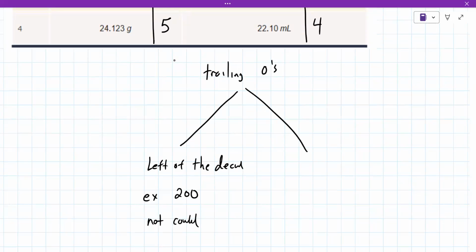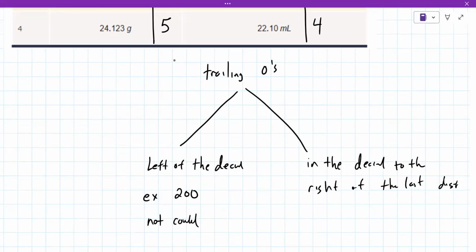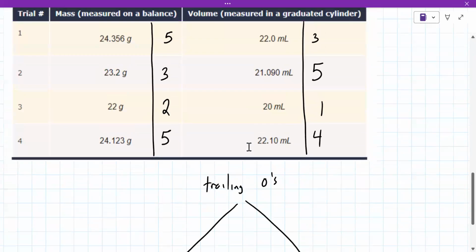And then there's, if they're in the decimal to the right of the number, right of the last digit, then they are counted. An example would be like the one we just did there, 22.030. This is counted. There's 5 there. There's also leading zeros, which we haven't seen yet, but we'll maybe see that coming up. Any questions on that?